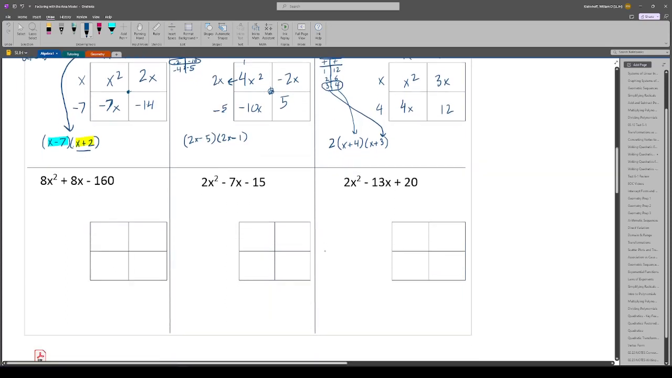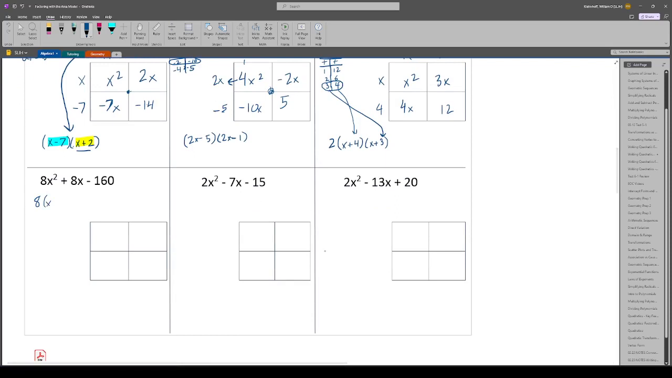The next one, we have a GCF of 8. Then we have x squared plus 1x minus 20. So we're going to fill in x squared and minus 20. I also don't think it's a bad idea at all to go down to your answer and put 8 parentheses. That way you don't forget to bring the GCF down at the end. It's a really common mistake to lose that 8 and not bring it to the answer. So it's okay to go ahead and start writing your answer at this point.